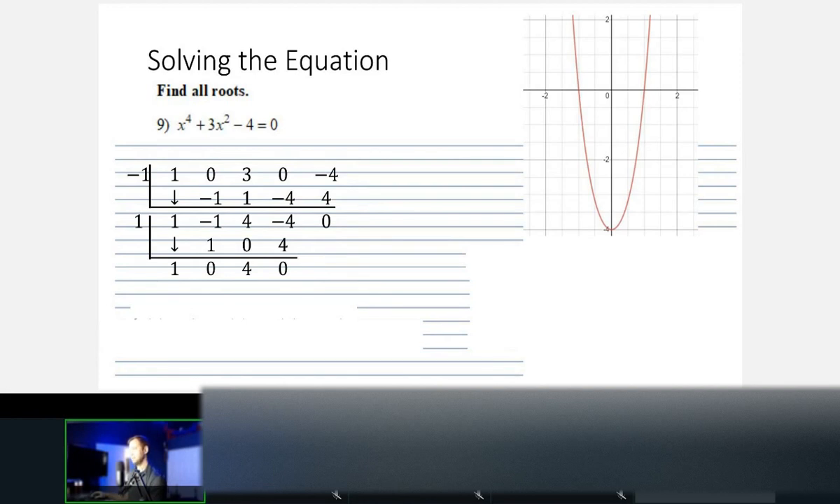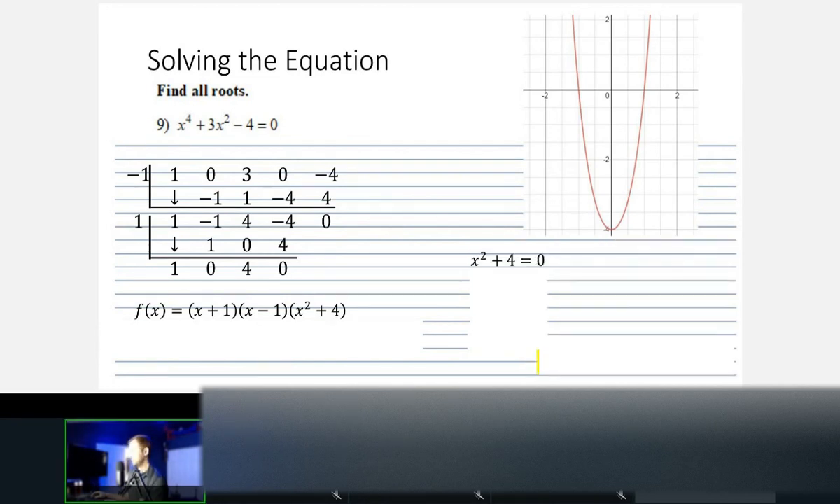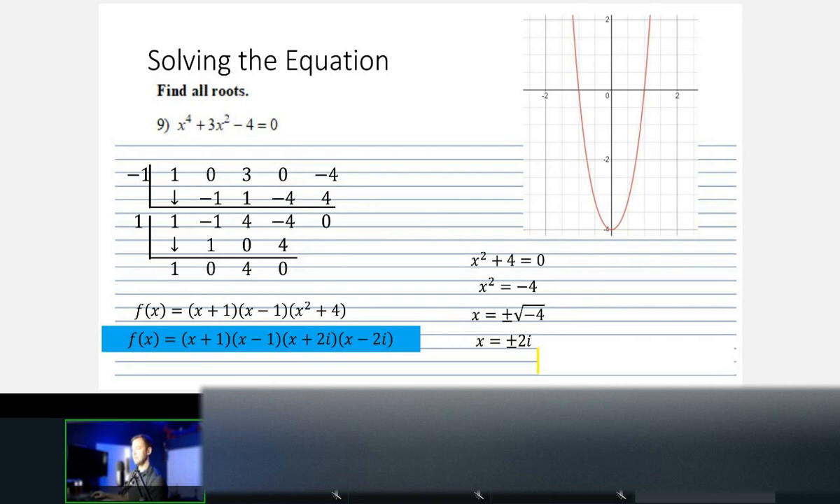We then write all the factors, the x plus 1, x minus 1, and the x squared plus 4. We then set the factors equal to 0. We solve that, and we get plus or minus 2i, right? The negative comes out in front as an i, and the square root of 4 is 2. So we got plus or minus 2i. That is the factored form. And then the solution is all of the roots written out, right? x equals 1, -1, 2i, and -2i. So that's number 9. Really straightforward.